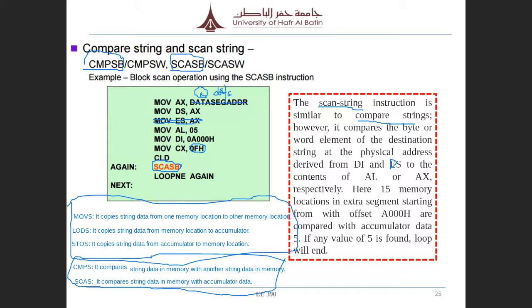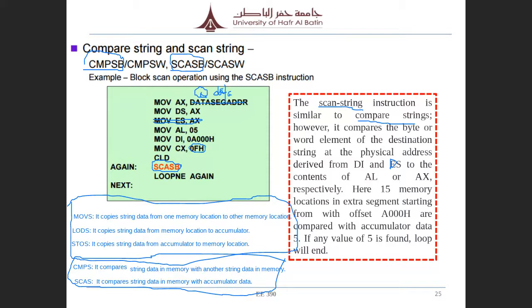Compare string compares string data in memory with another string data in memory, so it's comparing string data in one memory location with another. But what about scan string? Scan string compares the string data in memory with accumulated data.